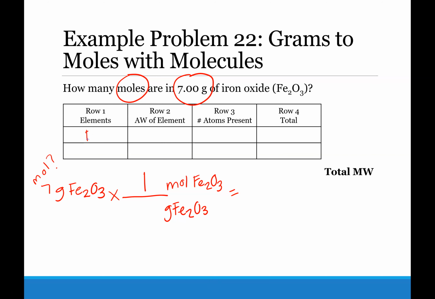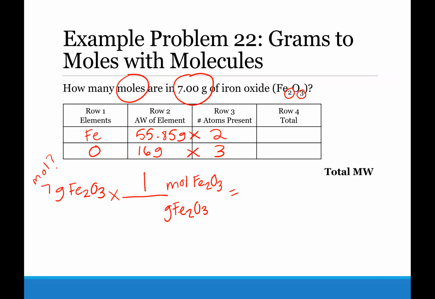So the atoms are iron and oxygen. Iron is element number 26 on the periodic table, and it has a mass of 55.85 grams. Oxygen is number 8, and it has a mass of 16 grams. There are 2 iron atoms present. There are 3 oxygen atoms present, and we're going to multiply rows 2 and 3.